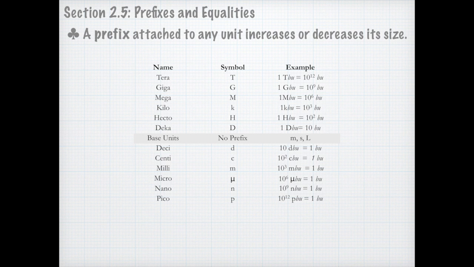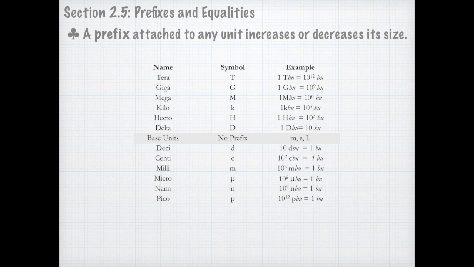So we've already looked at units that are used for specific measurements. What we're going to be looking at in this lesson are prefixes. Now, prefixes are attached to a unit and can increase or decrease its size. So if you look, for example, at all of the prefixes that are above the base unit, all of those prefixes make it larger than it was before.